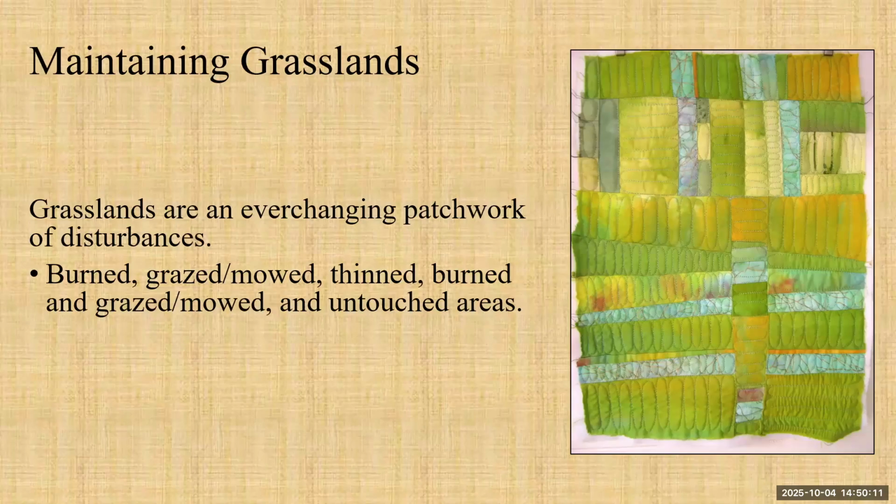So when you're looking at a grassland and thinking about that succession and that disturbance continuum, it's an ever-changing patchwork of disturbances. It's not generally idle. It can be burned, grazed. Can everybody burn or graze a property? No. They can also what? Mow. Okay? They can be thinned, burned, grazed, and mowed. And then there are also going to be areas that are untouched for a period of time, but eventually they're going to have some sort of disturbance that sets them back to become a grassland.